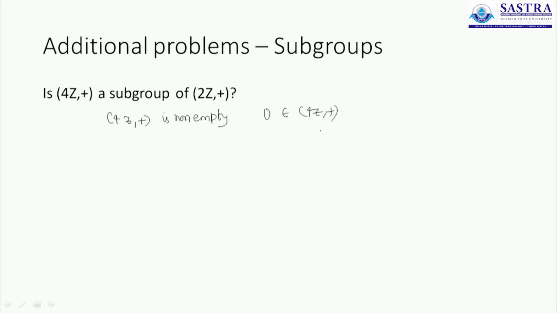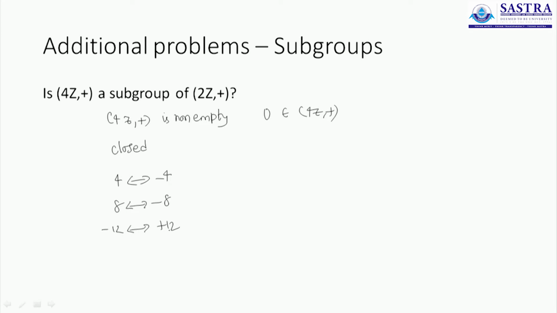Next, is it closed? It is closed, because if you add any 2 multiples of 4, you are bound to get another multiple of 4, so it is still closed. Does it have an inverse? Yes. 4 has an inverse in minus 4, 8 has an inverse in minus 8, minus 12 has an inverse in plus 12. So every element has an inverse. If you pick a multiple of 4, its inverse is minus times that.